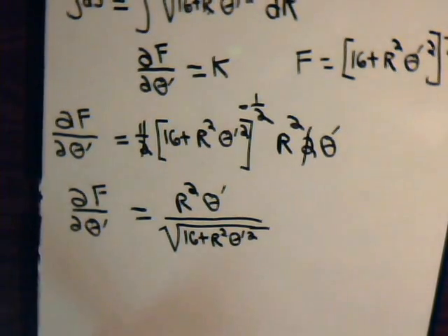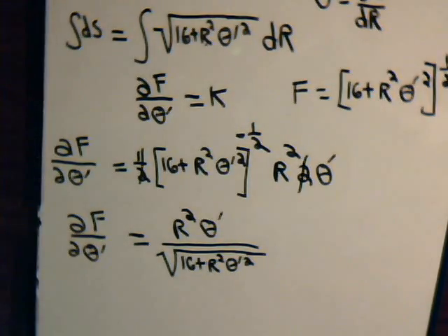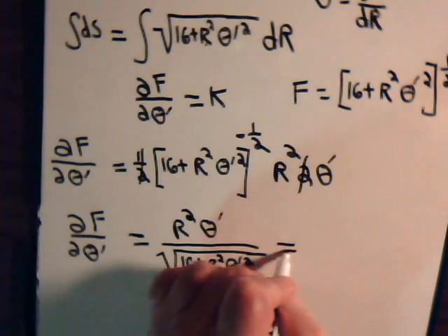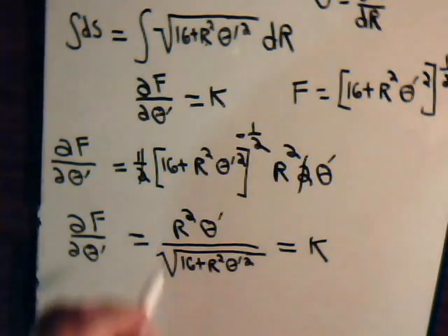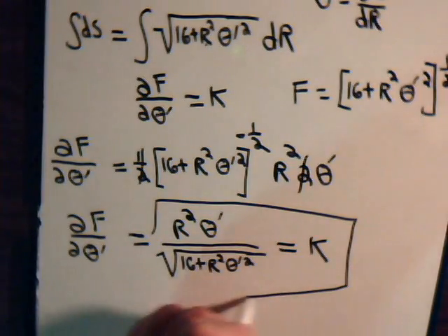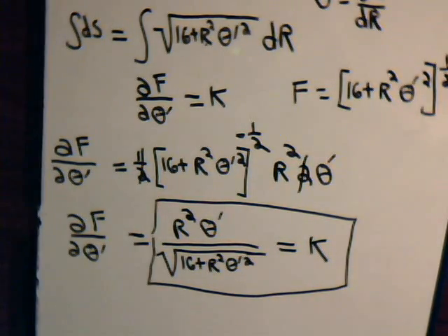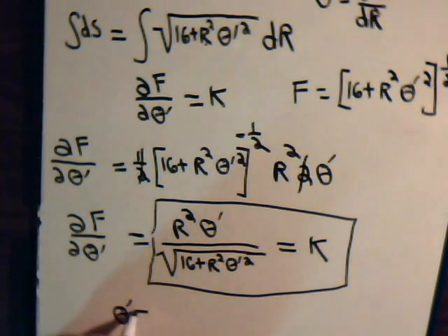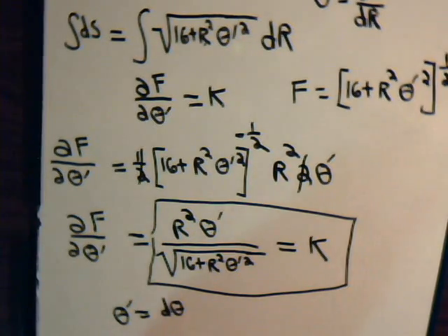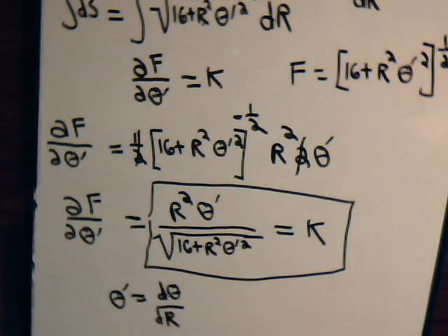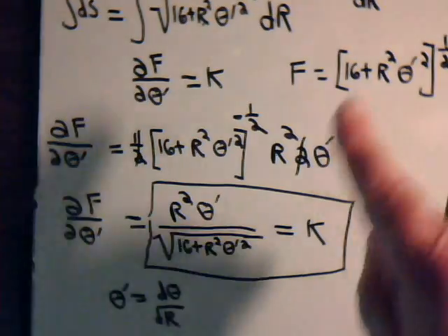And what did we say about that? It's supposed to be equal to a constant. So this is supposed to equal a constant. So here's the equation now that we have to work with. So let's make some room and write that at the top of the board and see what we can do with that. Remember, theta prime is just d theta dr. We don't want to lose track of that. Okay, let's make some room and write this at the top of the board.